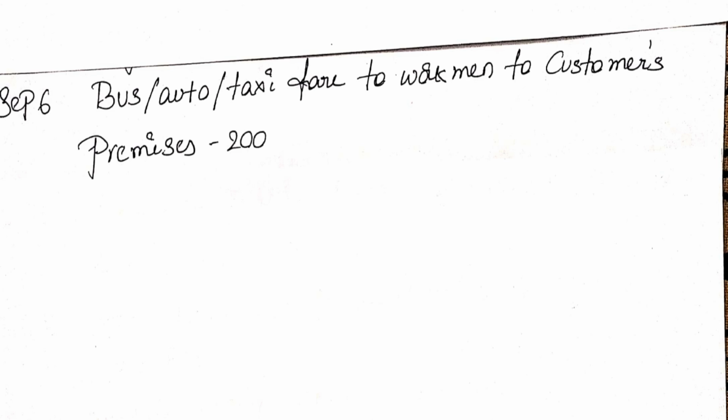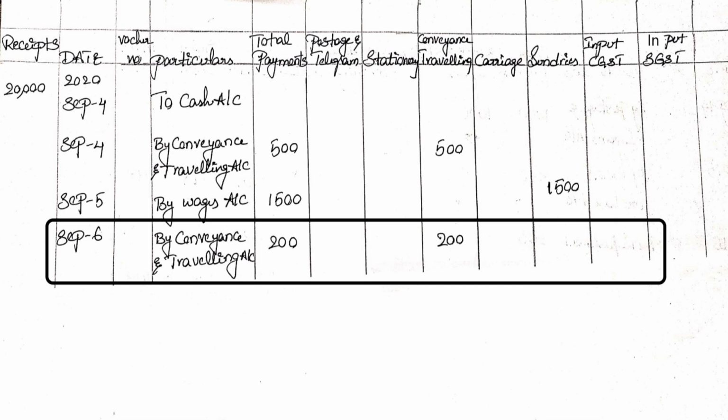Our next transaction is on September 6th, bus, auto or taxi fare to workman for customer premises worth 200. So here we have spent an amount for taxi fare. So any kind of fare comes under travelling and conveyance expense. You have to mention the conveyance and travelling account in the particulars column, and the date is September 6th and the amount is 200 in the total payments column. The same amount we will update under the conveyance and travelling category because we have spent money for travelling expenses.